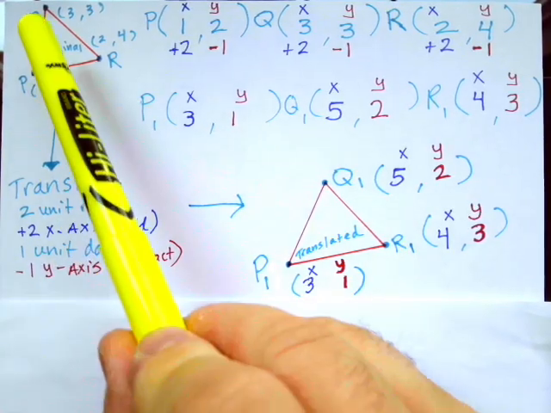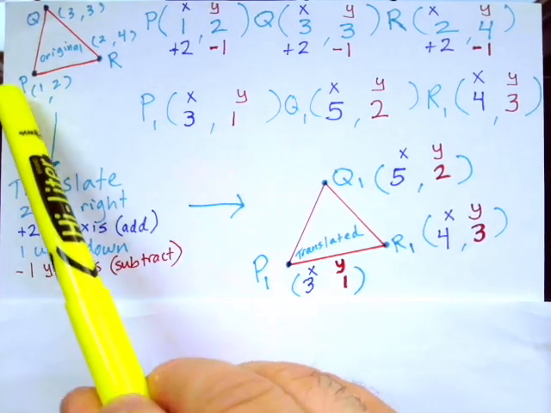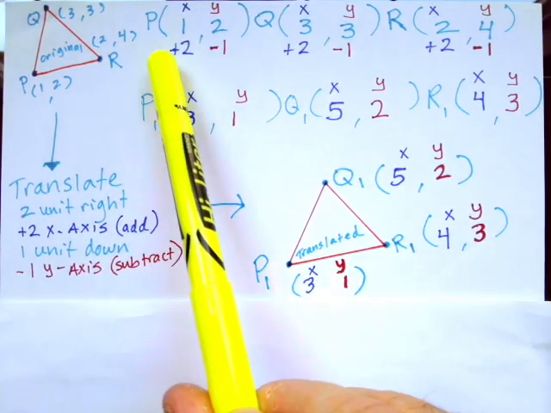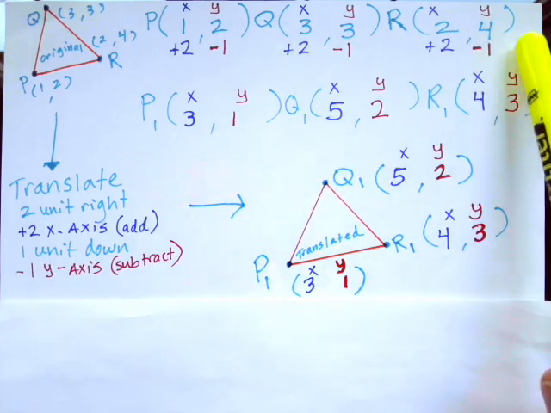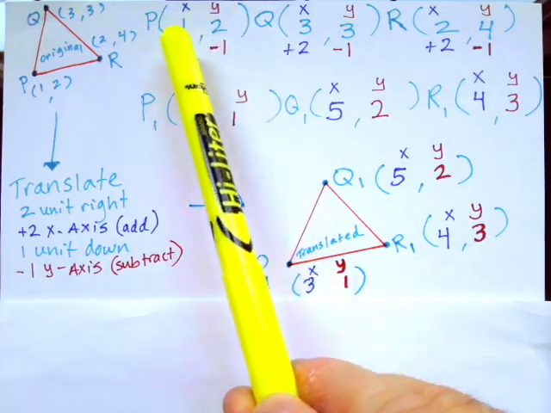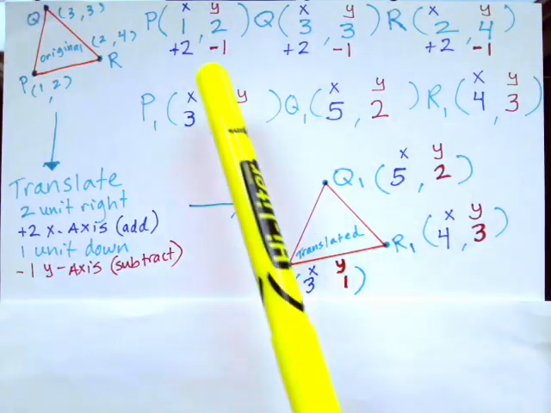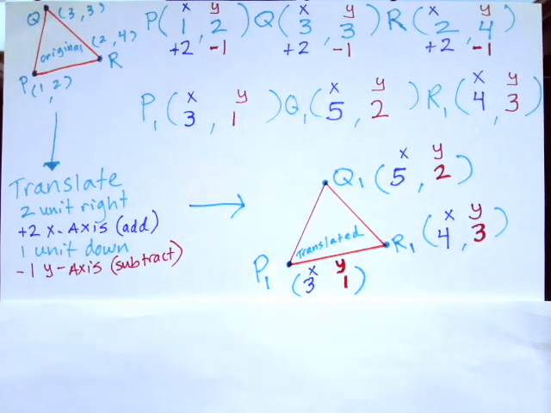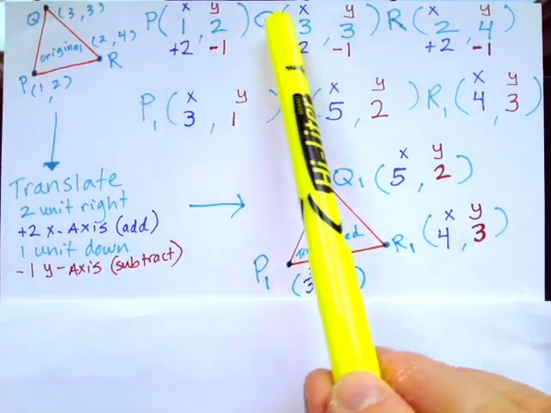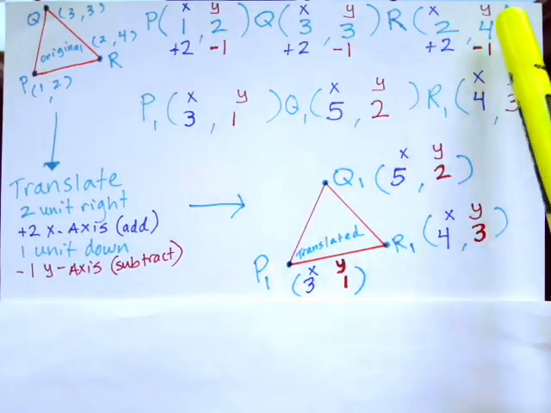Okay, so here we have triangle P, Q, and R, right? And each of the coordinate points are listed here. I've also listed them here in X and Y. And like the test question, it doesn't give you X and Y, you only get these values. You're supposed to know the first one's X, the second one is Y. Okay, so the original is here. P is 1 and 2, Q is 3 and 3, R is 2 and 4.